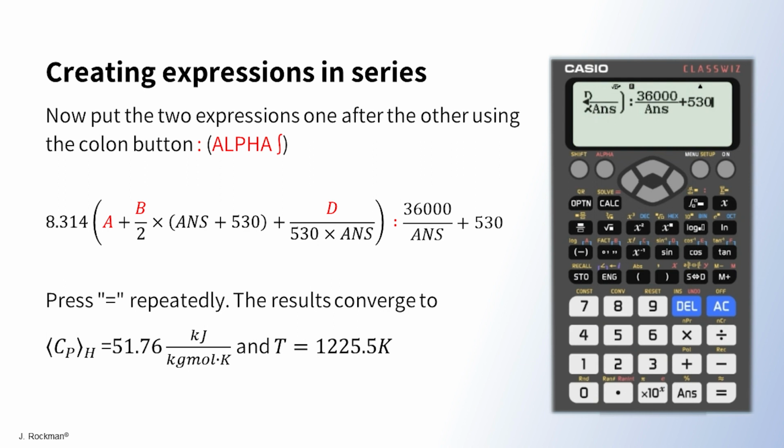All in all, the total expression looks like this. The first expression on the left-hand side calculates Cp of H. The second expression after the colon calculates an updated value for T. Pressing the equals button the first time calculates the left-hand expression, resulting in answer being equal to Cp of H. Pressing the equals button an additional time takes the current answer value and sets it into the right-hand expression to calculate a new, updated value for answer, which now represents T. Pressing the equal sign repeatedly will iterate between the two expressions, and the values will gradually converge to constant values of Cp of H equals 51.76 and T equals 1225.49 Kelvin. Note that convergence using this method is relatively slow.